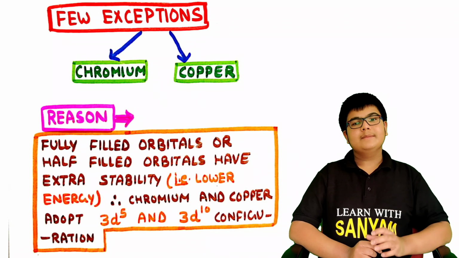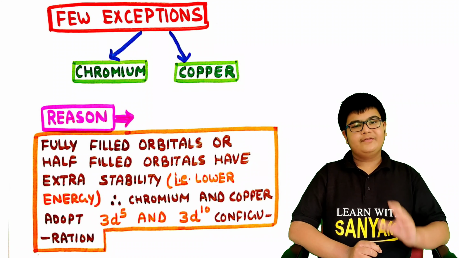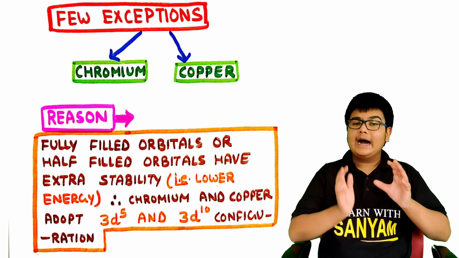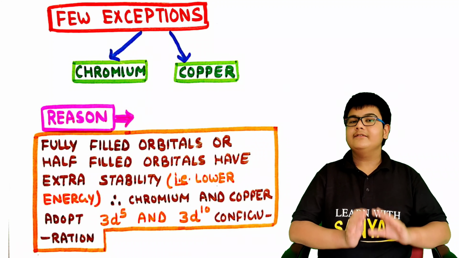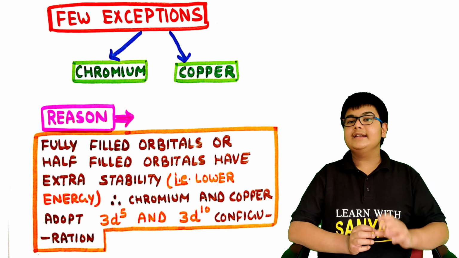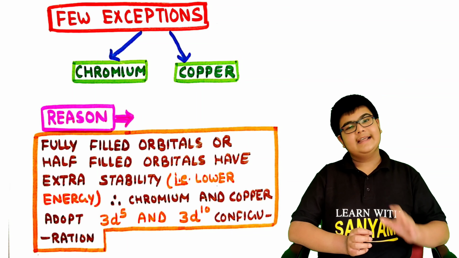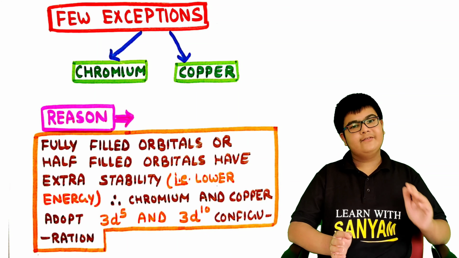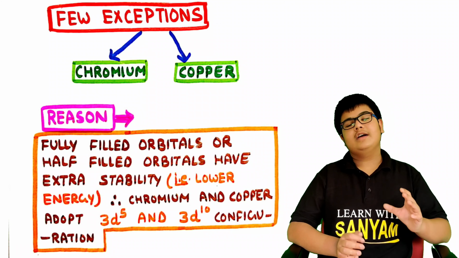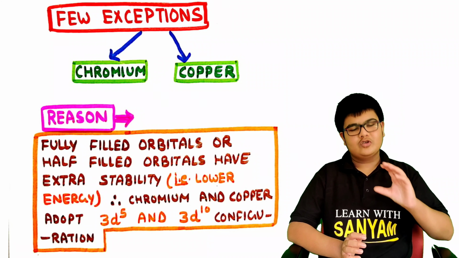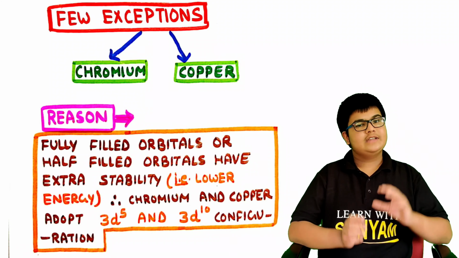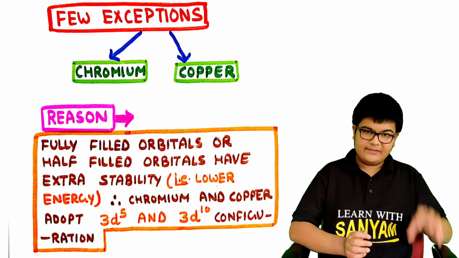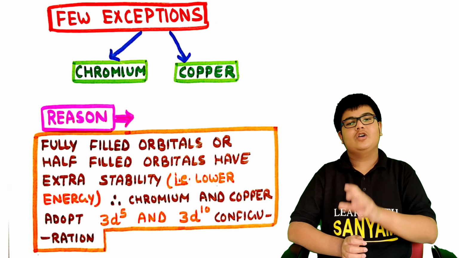So when chromium goes into 3d5 configuration, this means that half of the 3d orbital is getting filled. And similarly, when copper goes into 3d10 configuration, it means that the entire 3d orbital is getting filled. And fully filled or half filled orbitals provide more stability and have lower energy. So that's why the 3d orbital is filled first, and after that the 4s orbital is filled.